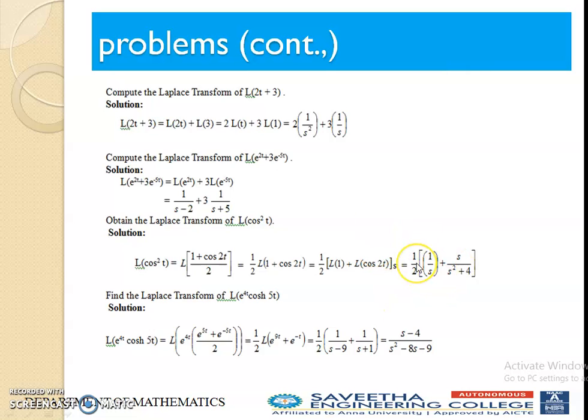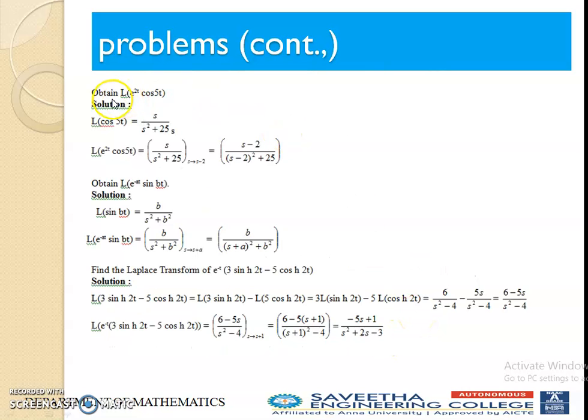So the problem is over. Next, find the Laplace transform of e power 4t cos h 5t. We know the formula for cos h at. What is cos h at? E power at plus e power minus at, divided by 2. The same formula you can replace here. Next we multiply e power 4t: e power 4t into e power 5t is e power 9t, plus e power 4t into e power minus 5t is e power minus t. Then we know the formula for e power at and for e power minus at. So replace here, and we get the required solution.